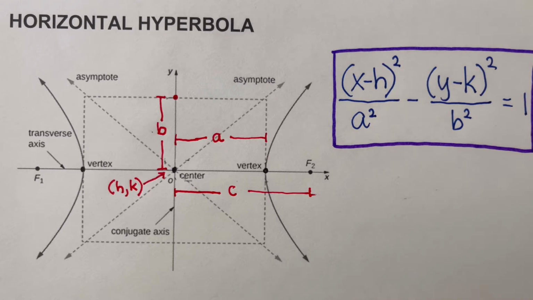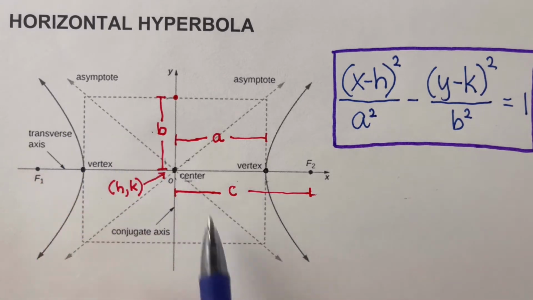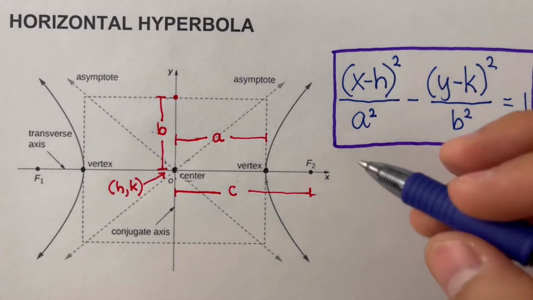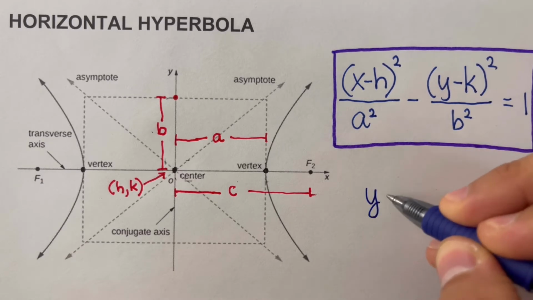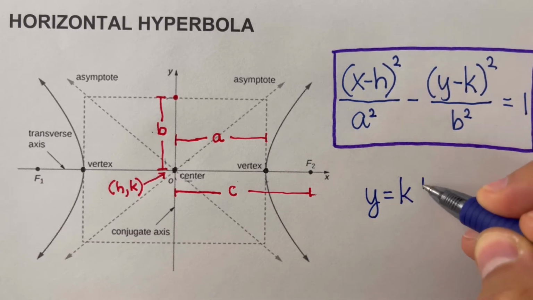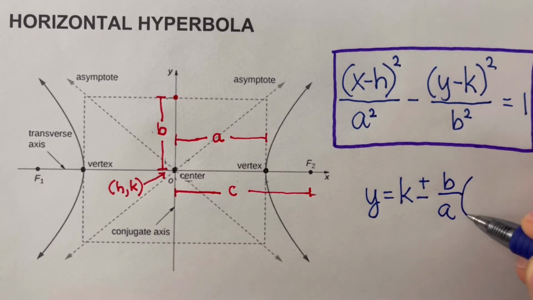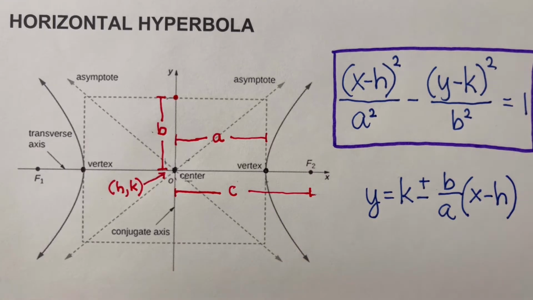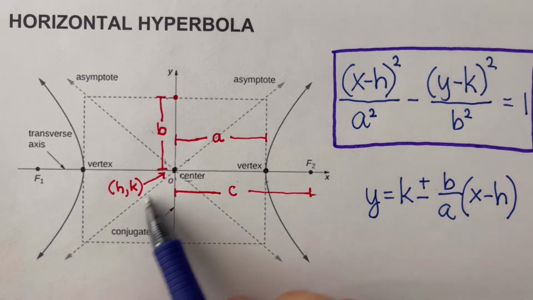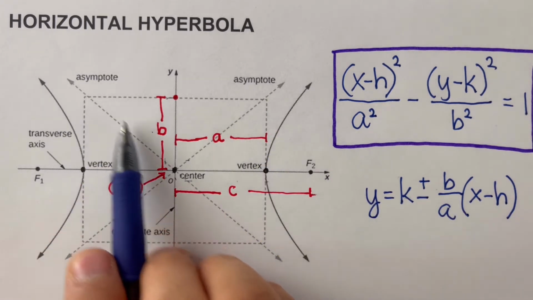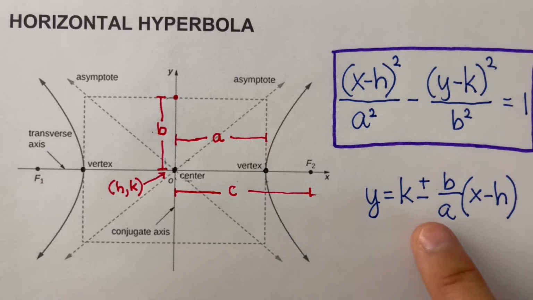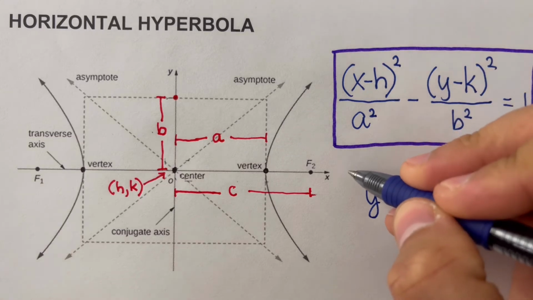Now, we also remember that the equation of the asymptote for a horizontal hyperbola is y equals k plus or minus b over a, times the quantity (x minus h). The reason why it has a plus and minus is because this is the plus part and this is the minus part. So this is the equation of the asymptote. So I'm just going to go ahead and label that up here.